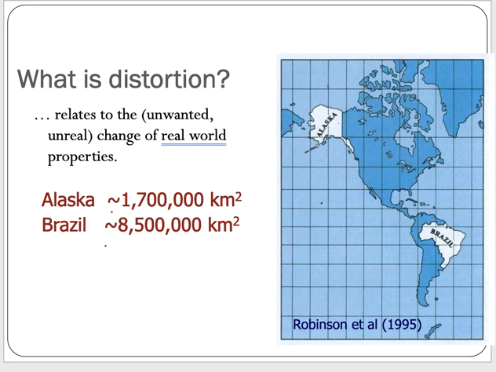For this week's topic, again, we're continuing with distortion and map projection properties. So, what is distortion? Well, it relates to the unwanted, unreal change of real-world properties.